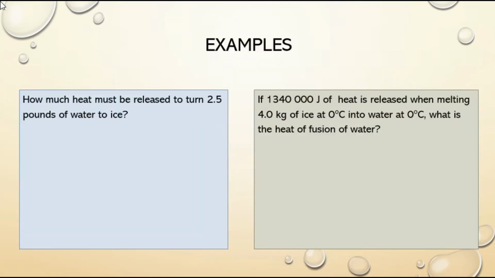We'll do a couple of quick examples of how to calculate heat flow from the heat of fusion. So I'm just going to draw it quickly. Again, I have temperature and I have heat. Where are we in both of these questions? We're at this first flat area. Okay. How much heat must be released to turn 2.5 pounds of water to ice?